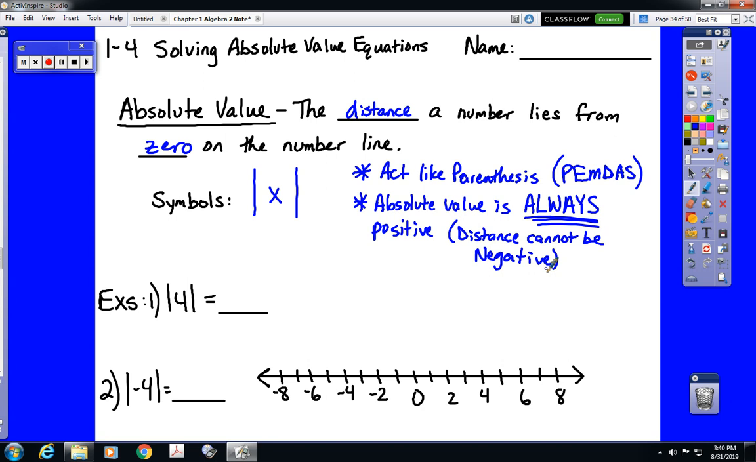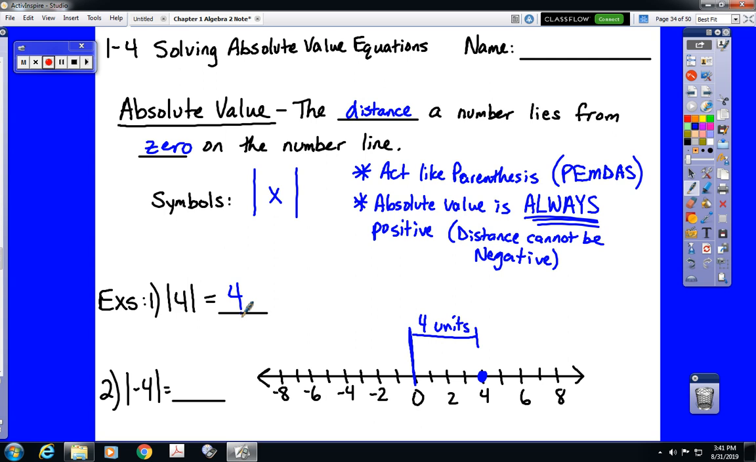Now what we're talking about here, let's say we had the absolute value of 4. 4 is located here at 4. 0 is where we're looking at our distance. This distance between 4 and 0 is 4 units. So the absolute value of 4 is 4. If we take the absolute value of a positive number, and it doesn't have to be a whole number, it could be a decimal or a fraction, it will not change. It does not affect positive numbers because positive numbers already represent their distance from 0.